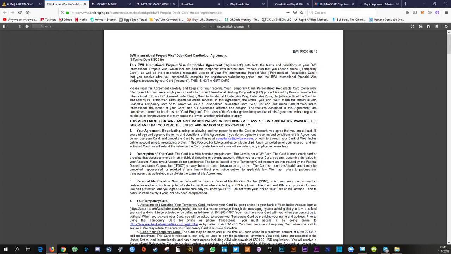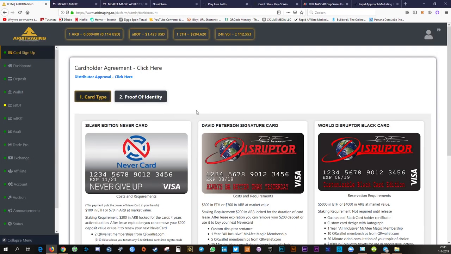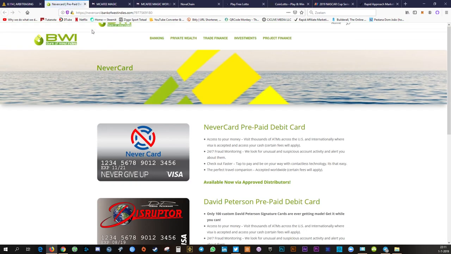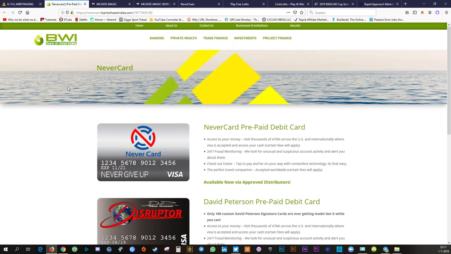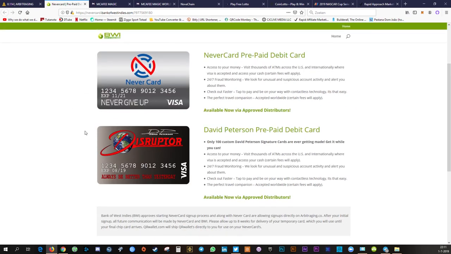Agreement. Yeah, that's not what I'm looking for. This is from the website of BWI, Best of West Indies. You can also read some information about it if you'd like to.